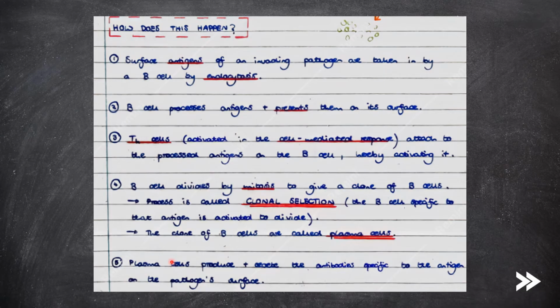So how does this actually happen? First of all, surface antigens of an invading pathogen are taken in by a B cell by endocytosis. Next, this B cell processes these antigens and presents them on its surface. T helper cells, which were activated in the cell-mediated response, attach to the processed antigens on the B cell, thereby activating it. This B cell then divides by mitosis to give a clone of B cells. This process is called clonal selection, whereby the B cell specific to that antigen is activated to divide. The clone of B cells are called plasma cells. The plasma cells produce and secrete antibodies specific to the antigen on the pathogen's surface.